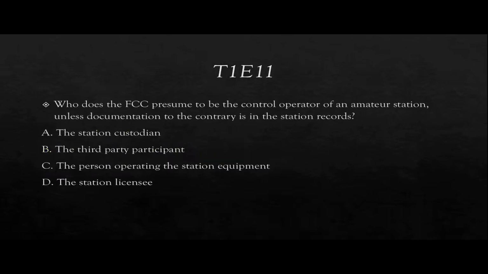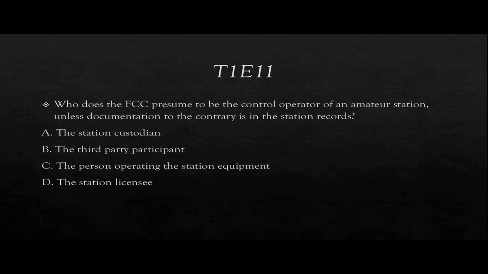Last question. Who does the FCC presume to be the control operator of an amateur station, unless documented to the contrary in the station records? A, the station custodian. B, the third-party participant. C, the person operating the station equipment. Or D, the station licensee.